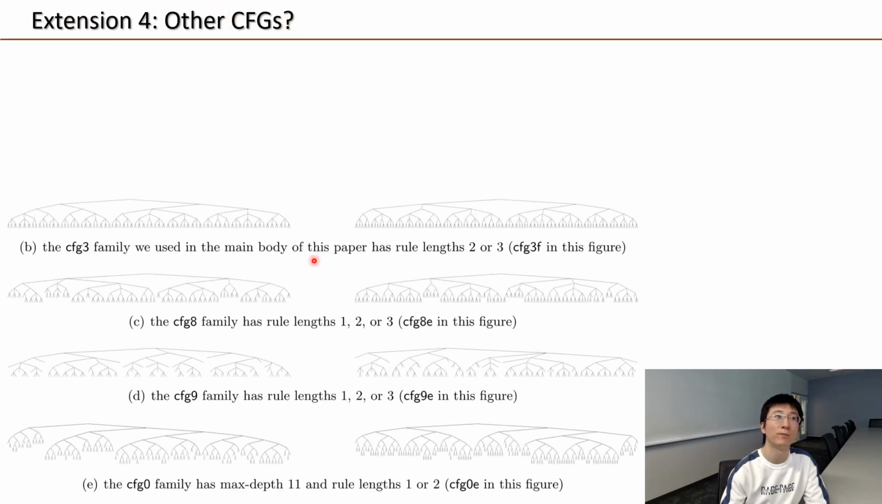The next extension, the final extension I want to show you is: what about other CFGs? So in the paper, we not only looked at the CFG3 data family that I have been using in this talk, but we also looked at some CFGs that are not that balanced and also maybe a bit deeper, but with rules of length 1 or 2, and so on. So we created more than 20 synthetically constructed CFGs, and did some similar experiments.